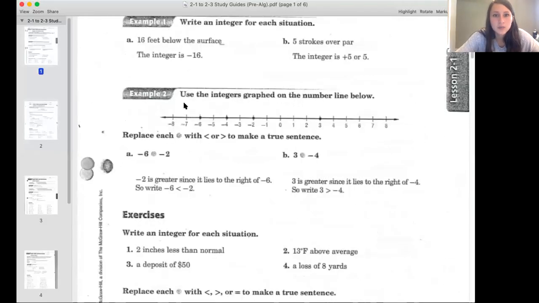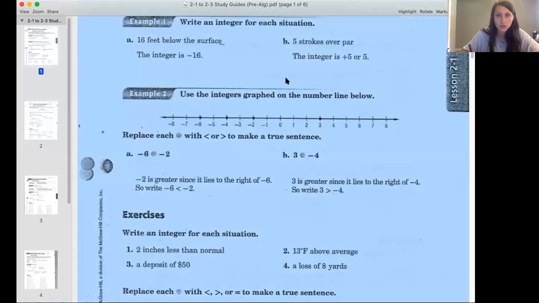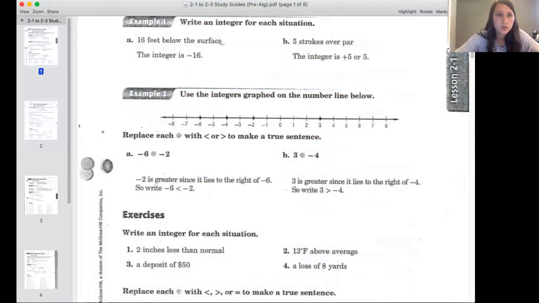So right here, we've got a number line, and it's asking us to make sense of these numbers and relate them to each other. So we're going to replace the little circle space with a less than or greater than sign to make sense of these two numbers and their relationship. So if we're looking at A, -6 is right here, and -2 is right here. With that, we are going to use the less than sign to show the relationship between the two.